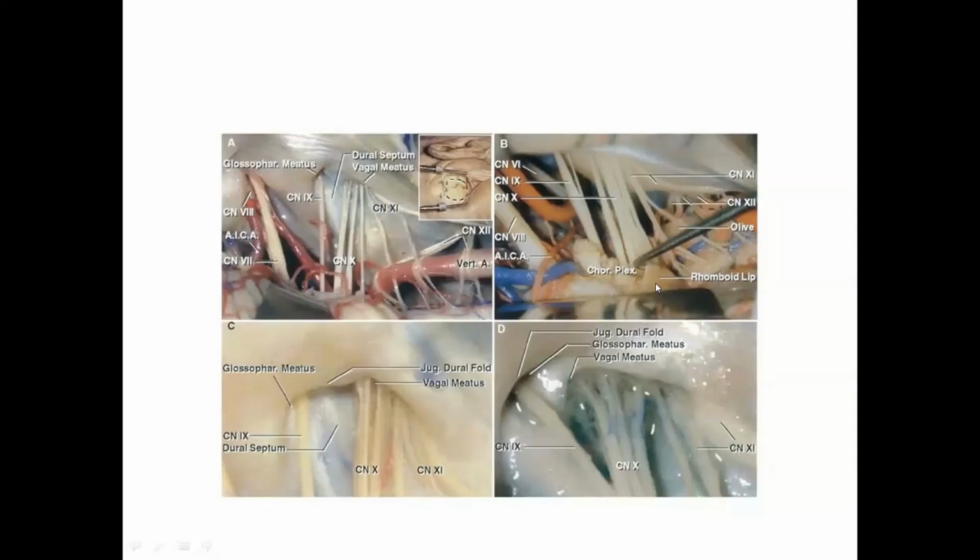So again, another view, and here we can appreciate similar anatomy. This is basically cranial nerve 6, which is your abducens. This is cranial nerve 8, which is more dominant here. Then the ICA is coursing along the anterior part.